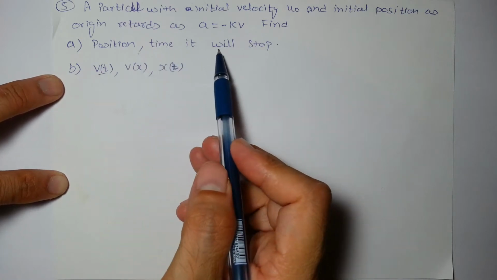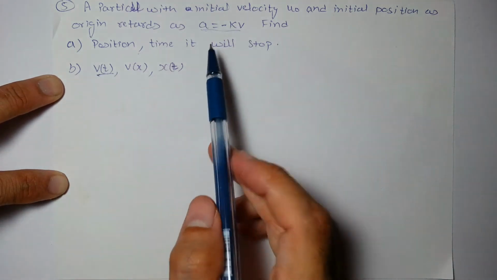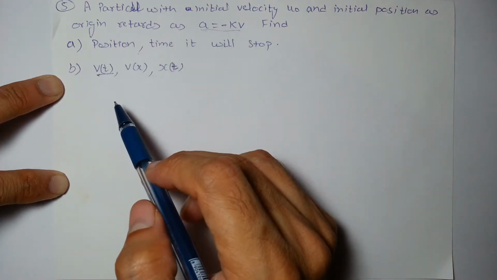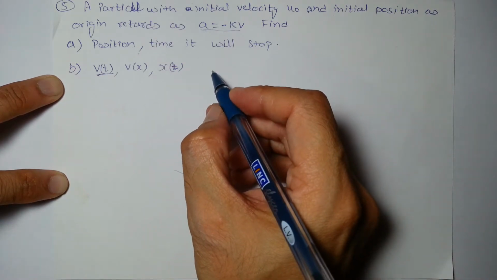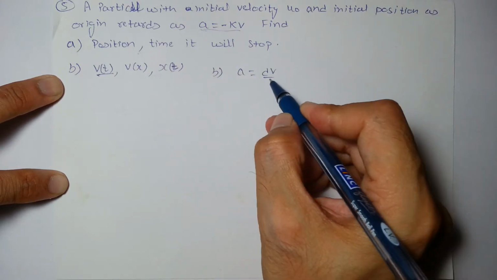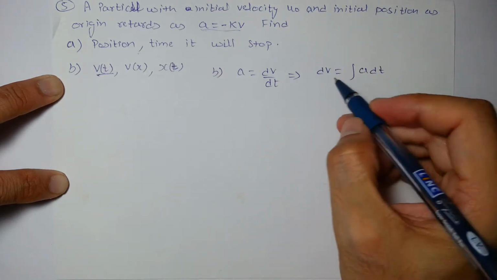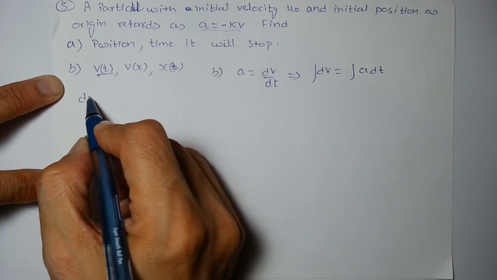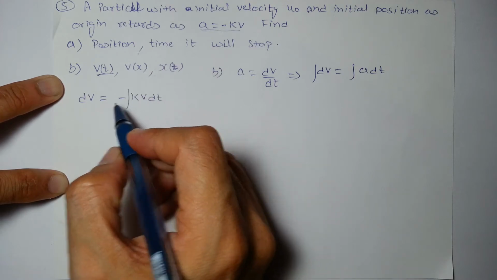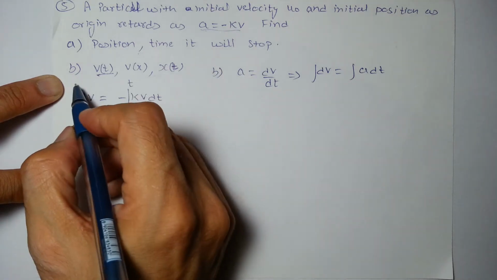Option A or part A will automatically get its answers. So v as a function of t. Again, what should be the logic? A definition of A, V and T, which involves A, V and T, is simply, we are solving part B as A equal to dv by dt, or dv is equal to integral of A dt. So dv is equal to A, which is minus kv, dt, again using the proper limits. At t equal to 0, velocity was u0. At any time t, velocity is required.